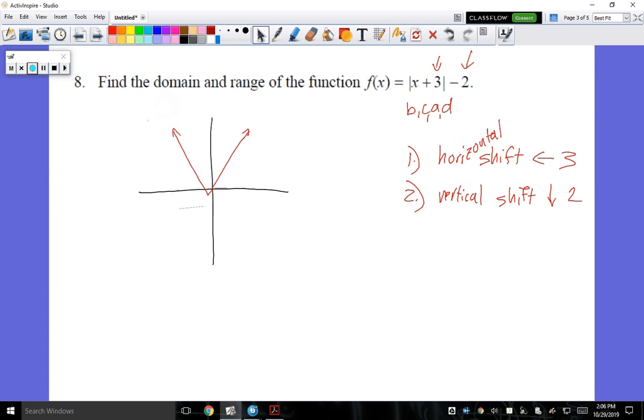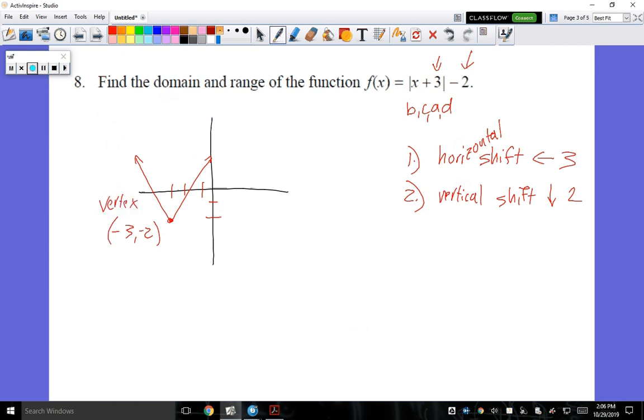Alright, so from here, let me move this just a little bit. From here, we're going to horizontally shift 3 to the left. So 1, 2, 3, and then we're going to vertically shift 2 units down. 1, 2. So 1, 2, 3, and then 2 units down. This looks like the vertex will be -3, -2.